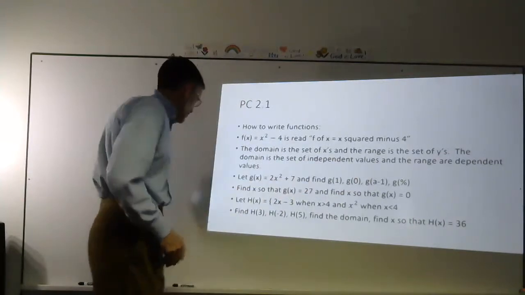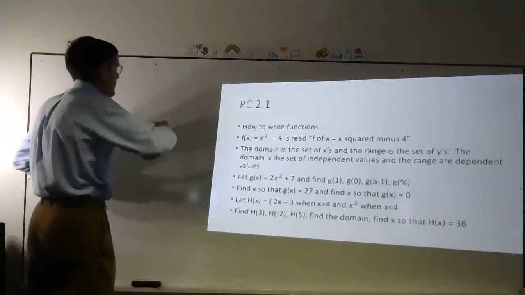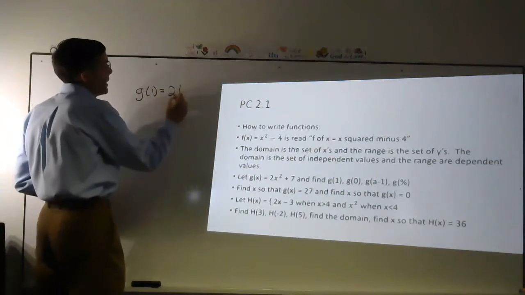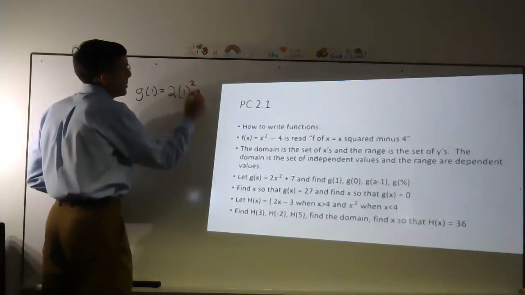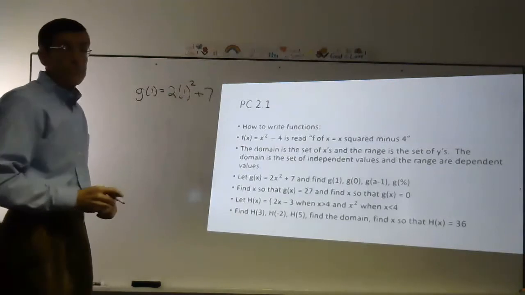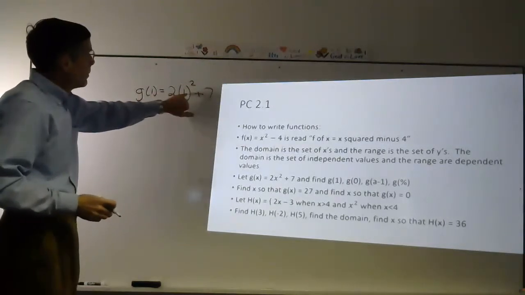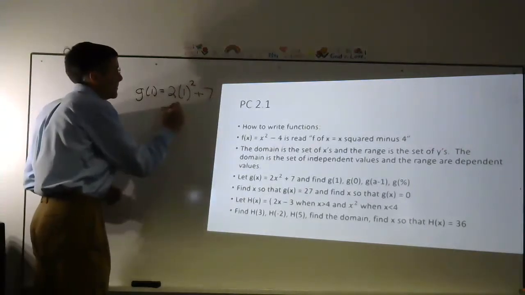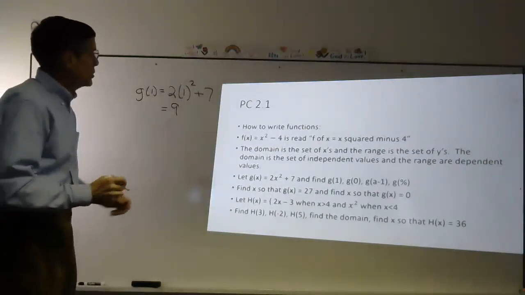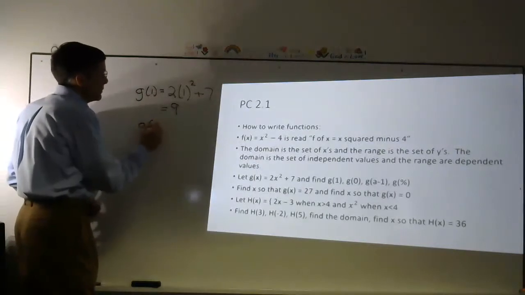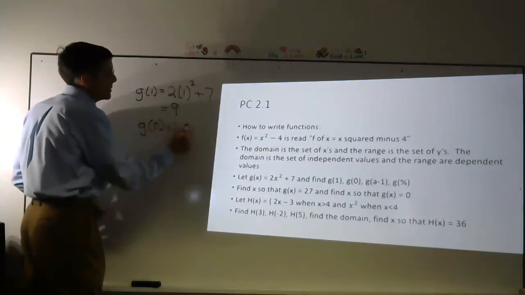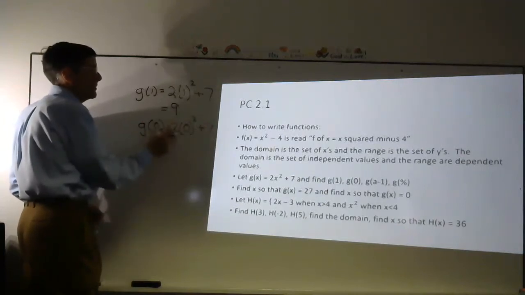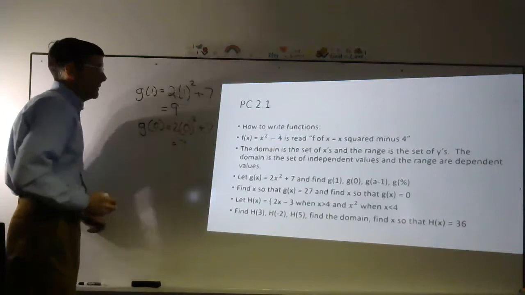So when you're finding g of 1, g of 1 is equal to 2 times 1 squared plus 7. Yeah? You just put the 1 in for the x's. 1 squared is 1 times 2 is 2. 2 plus 7 is 9. Okay? How about g of 0? G of 0 is 2 times 0 squared plus 7. 0 squared is 0 times anything is 0 plus 7 is 7.